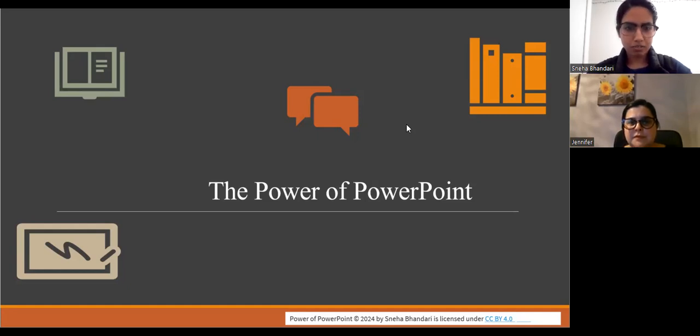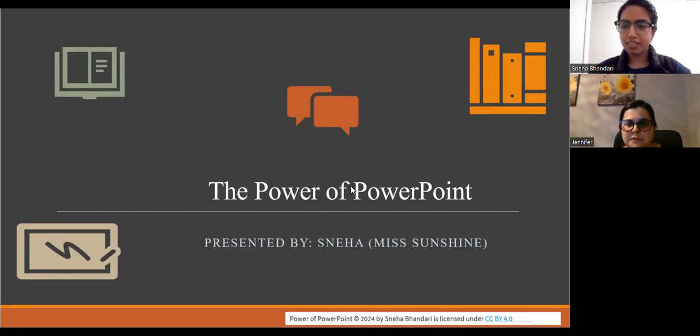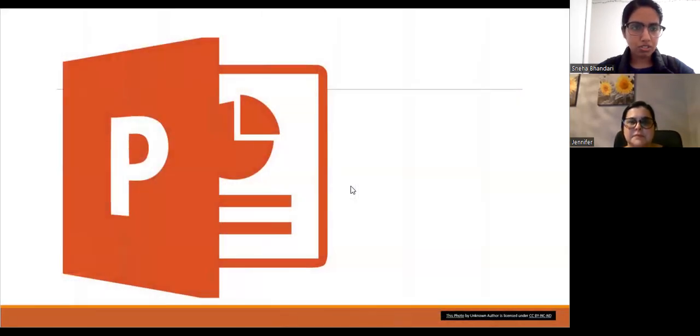Talking about the power of PowerPoint, it is basically about how effective a tool PowerPoint is as a learning tool in an adult learning platform. So this is simply the official logo of Microsoft PowerPoint.